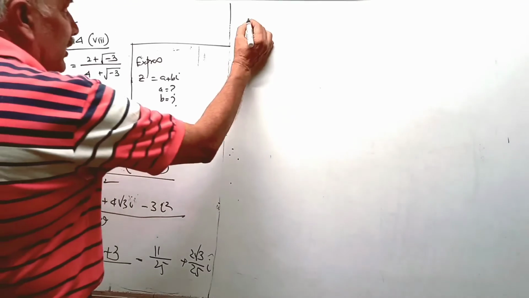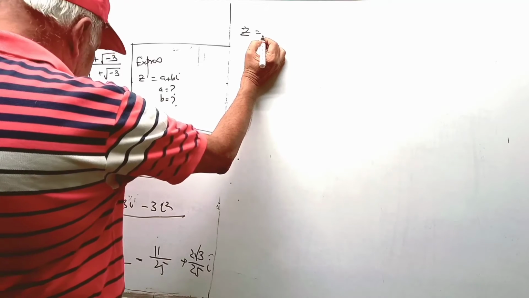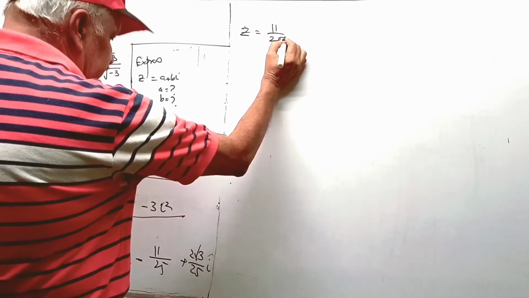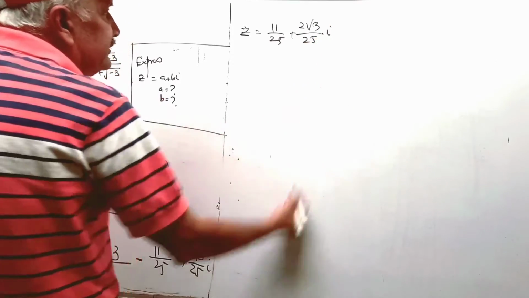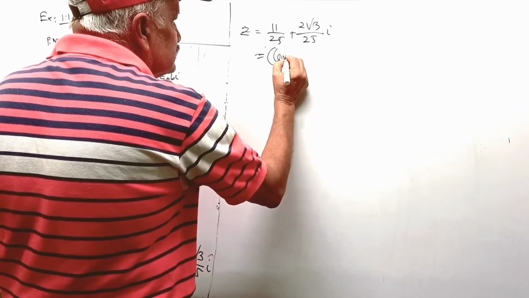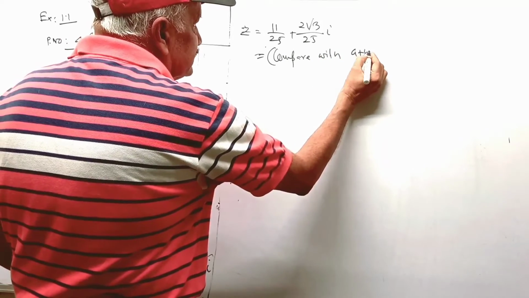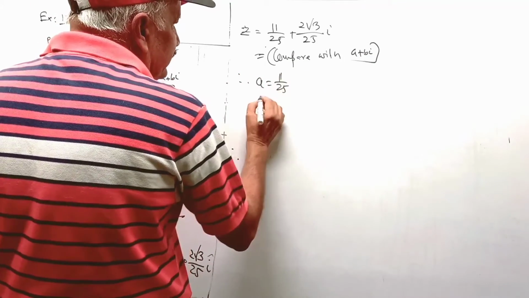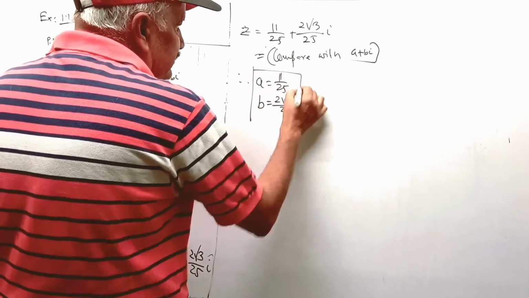Therefore, z equal to 11 by 25 plus 2 root 3 by 25 i. Compare with a plus bi. Therefore, a equal to 11 by 25, b equal to 2 root 3 by 25. This is my answer.